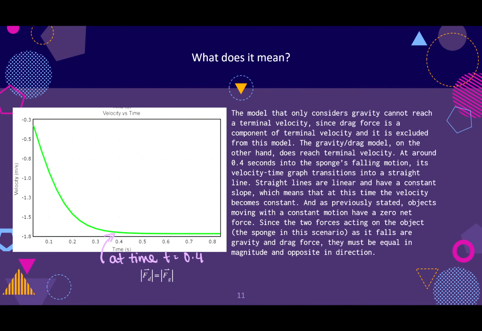To conclude this lab, I'll talk about which model reaches terminal velocity and how initial velocity affects terminal velocity. The model that only considers gravity cannot reach a terminal velocity since drag force is a component of terminal velocity and it is excluded from this model. The gravity drag model, on the other hand, does reach terminal velocity. At around 0.4 seconds into the sponge's falling motion, its velocity time graph transitions into a straight line. Straight lines are linear and have a constant slope, which means that at this time the velocity becomes constant. According to Newton's second law, objects moving with a constant motion have a zero net force. Since the two forces acting on the object as it falls are gravity and drag force, they must be equal in magnitude and opposite in direction when it reaches terminal velocity.